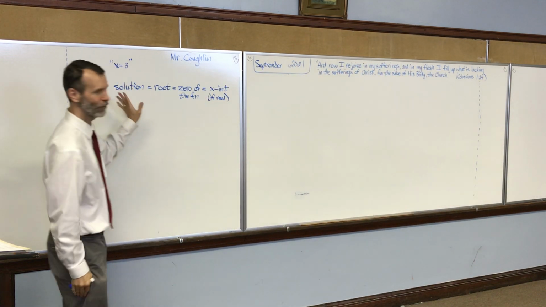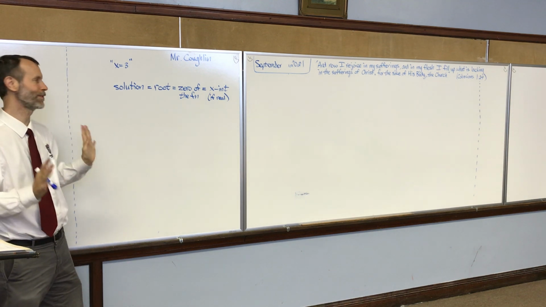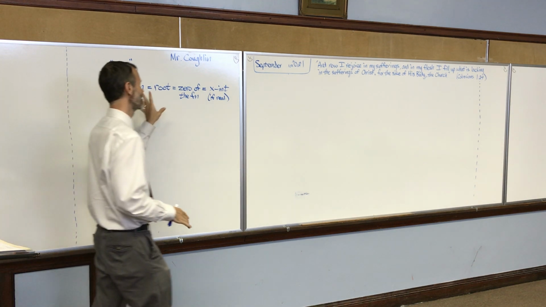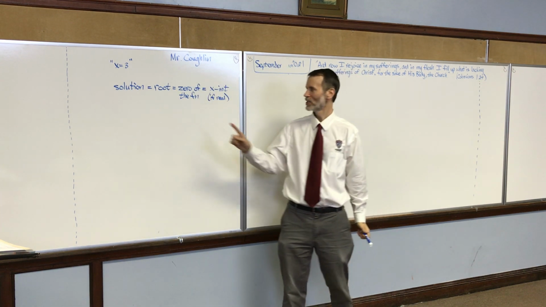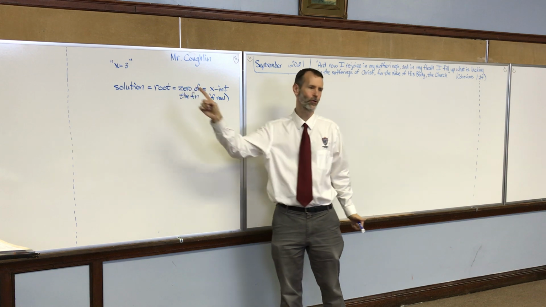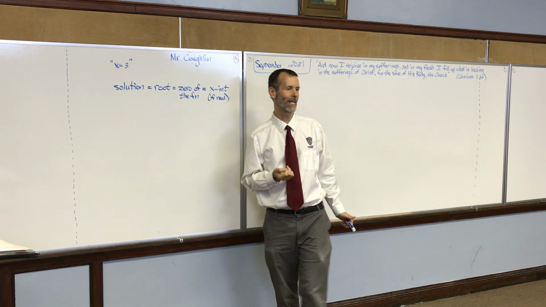Now, there are 4 different things up here that mean the exact same thing. A solution is a root, is a zero of the function, is an x-intercept. The book sometimes just calls them zeros for short. They're basically looking for the x-intercept.